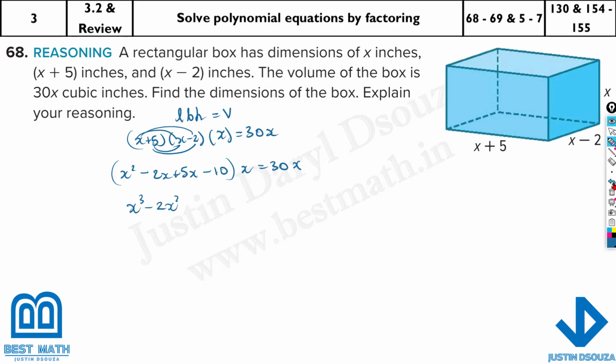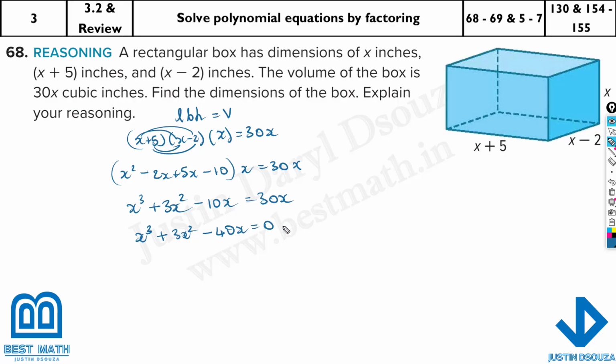Okay, now let me simplify this. What is minus 2x plus 5x? It's positive 3x, but I have one more x to be multiplied, so it's 3x squared minus 10x, that is equal to 30x. So now we can see this 30x, let's get it inside. So what happens is x cubed plus 3x squared, this plus 30 becomes minus 30 and minus 10 will be minus 40x is equal to 0.